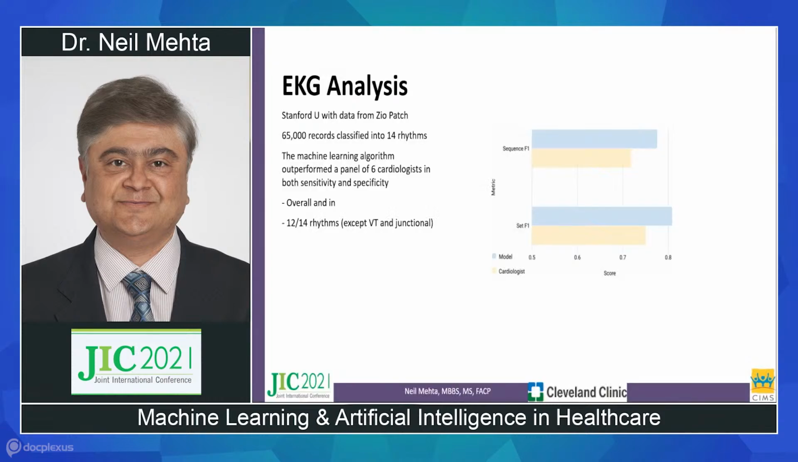In another study, again from Stanford University, a machine learning algorithm was trained to read EKGs, and 65,000 EKG records were classified into 14 rhythms. And the algorithm actually outperformed a panel of 6 board-certified cardiologists, both in sensitivity and specificity. And overall, except for VT and junctional rhythms, the algorithm performed better than all the cardiologists.